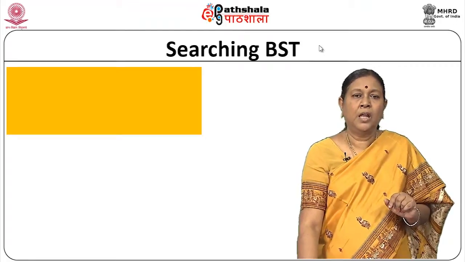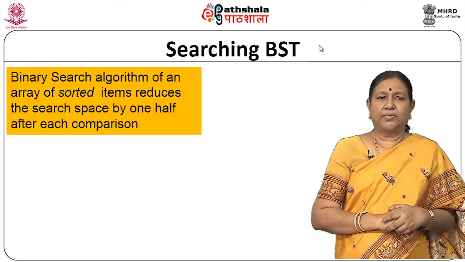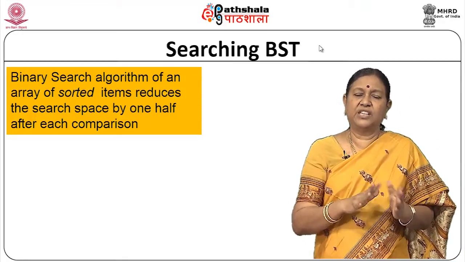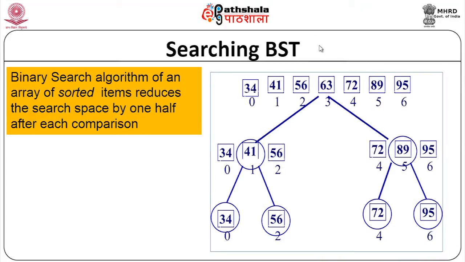Now, let us go back to searching this tree. The binary search algorithm on an array of sorted items reduces the search space by half each time you do a comparison, two parts, one part. So, now you take this particular example.